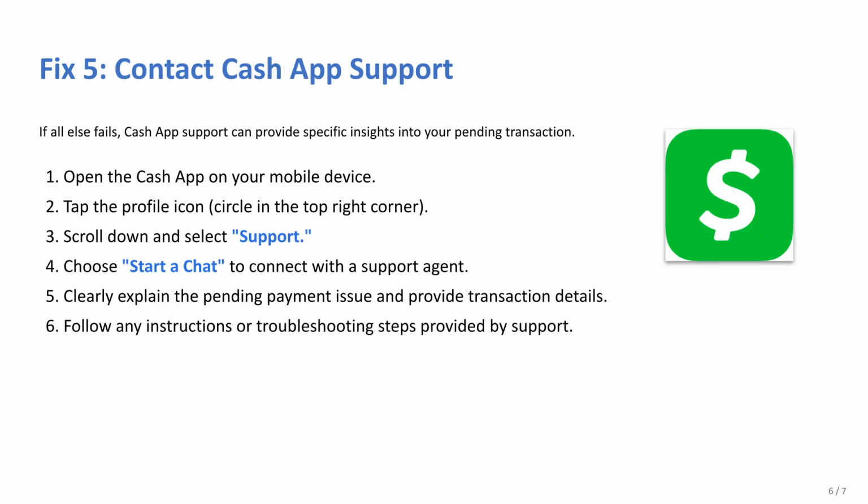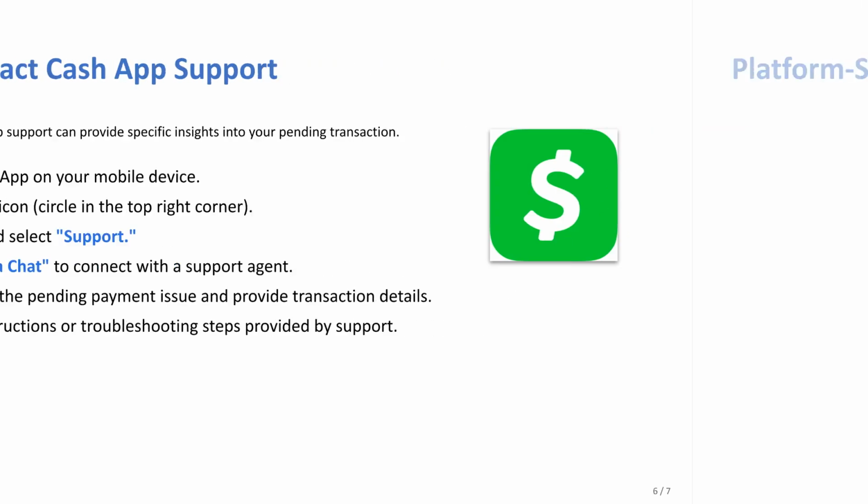If you have tried all these steps and the payment is still pending, contact Cash App support directly through the app. You can find the support option in your profile menu, where you can start a chat with an agent.